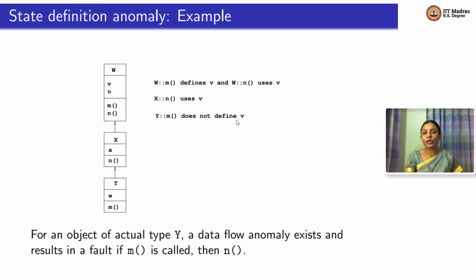So this is very similar to the problem that we have been discussing. Let's say we have an object that's of actual type Y. Then what will happen? The method M of Y is going to run, and for a variable V, method M of Y has not defined it. So later, when the method N of W or when the method N of X runs, it's going to use V, but it has not been defined at all. So this is an example of state definition being an anomaly, being an issue.